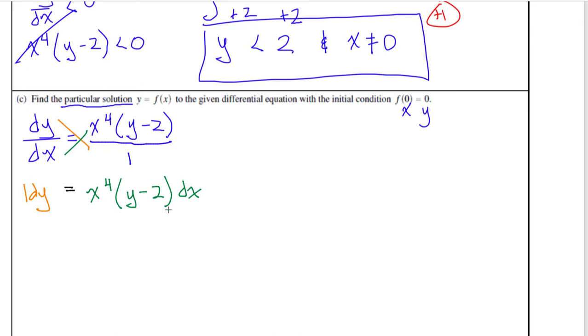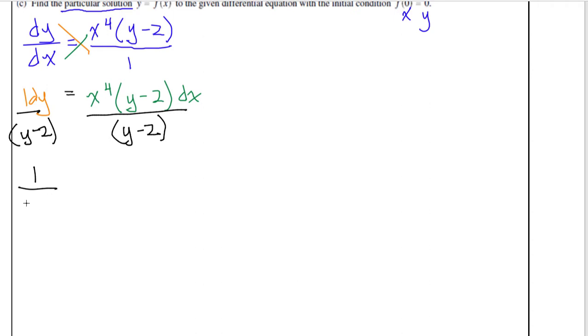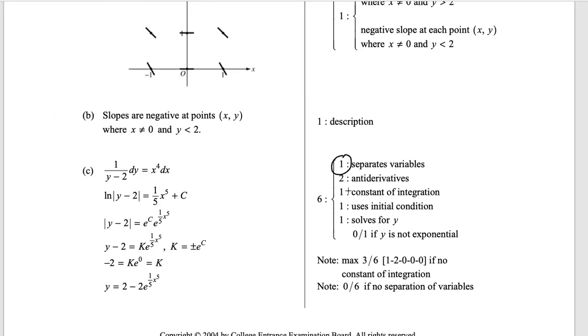I have not separated because I have a mixture of y's and x's. So whenever I have y minus 2 in parentheses, this entire set of parentheses, I'm going to divide by that on both sides. I'm literally going to divide the right-hand side by the quantity of y minus 2, and the left-hand side by the quantity of y minus 2. After doing that, I get 1 over y minus 2 dy. And on the right-hand side, those cancel out, so I'm left with x to the power of 4 dx. I have now separated. I have now completed step 1. And if you see over here, 1 point for just separating the variables.